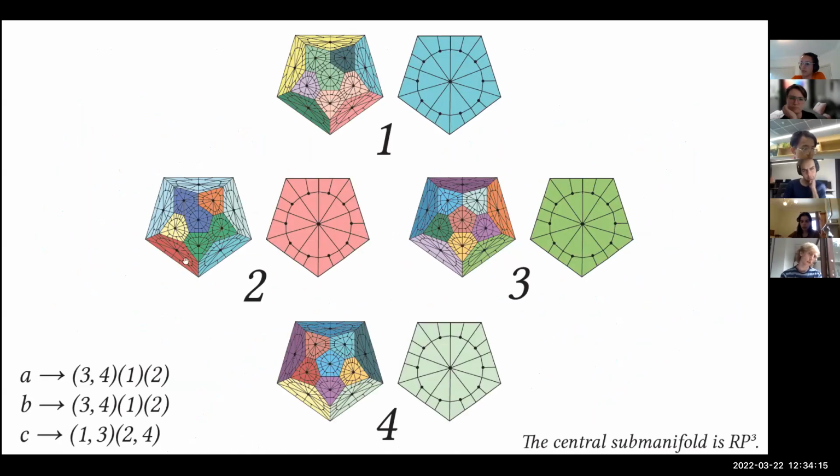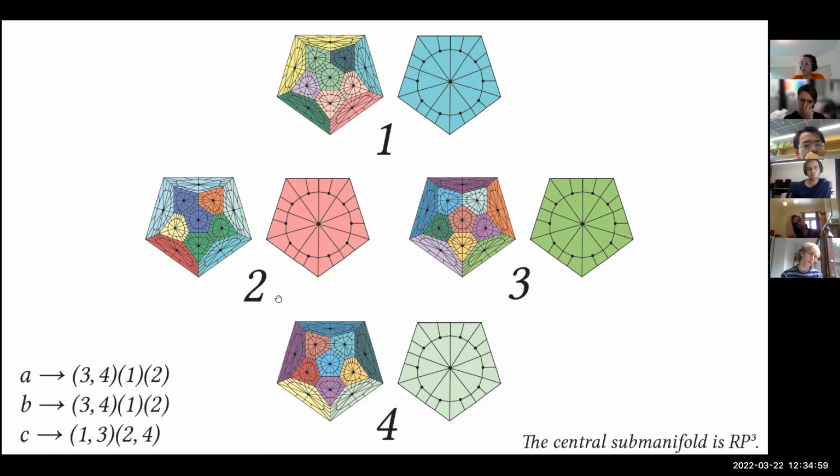So here are some examples. So here's a branch covering with A being sent to 3, 4, 1, 2, B to 3, 4, 1, 2, and C to 1, 3, 2, 4. It turns out that the central submanifold here is RP3. So you can see, for instance, with A, you notice that 1 is being sent to itself, and that's why we have here in 1 that these are both colored green, because it's just shutting up like this. And then, for instance, with 3 and 4, if we look at 3 and 4 in terms of A, notice that this red is going to this one over here. So the 3 is going to the 4, and then again, this 4 is going to this 3. So you can see this kind of order 2 gluing.